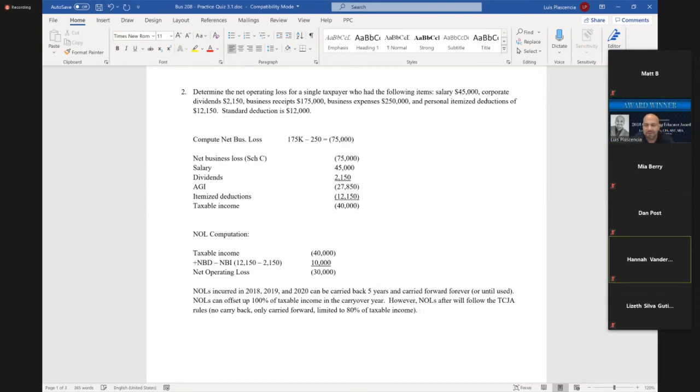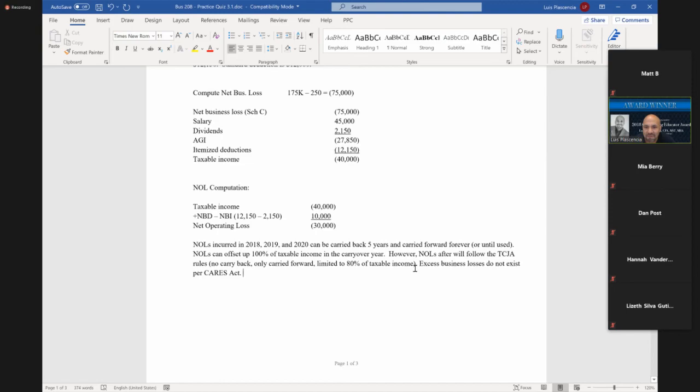And then also, what else did we talk about? Excess business losses do not exist per CARES Act. I should say limitation. Well, I don't want to talk about that anymore. I'm a bit upset about that. It did create somewhat of a loophole, because that law was always open. There are some limitations in curbing tax shelters. We'll talk about that today. But this was a big one.